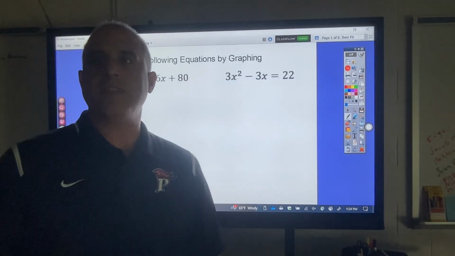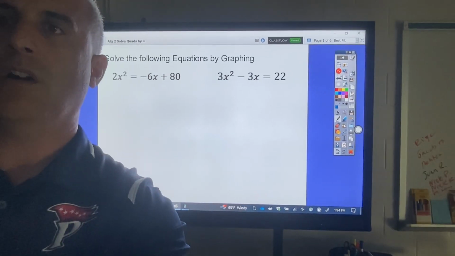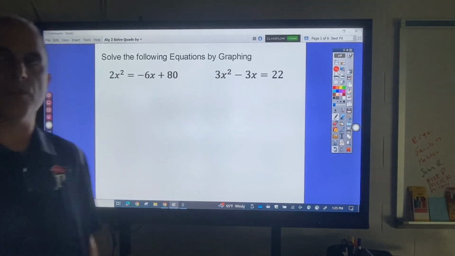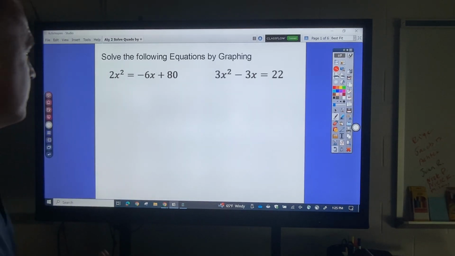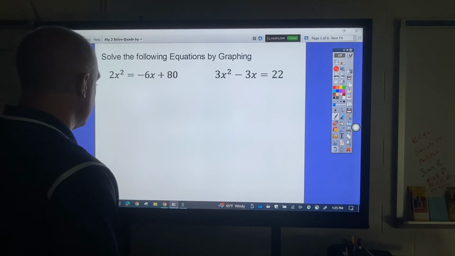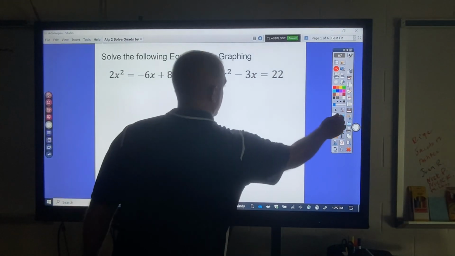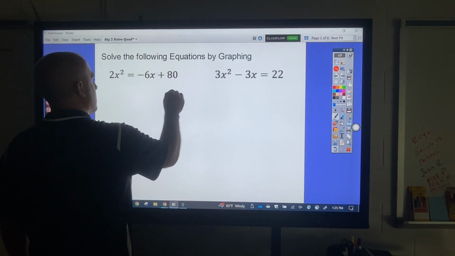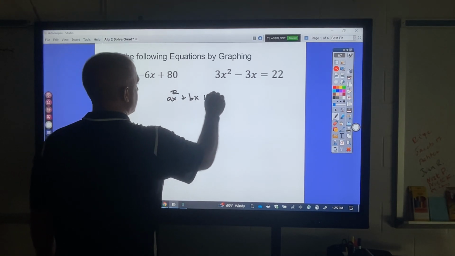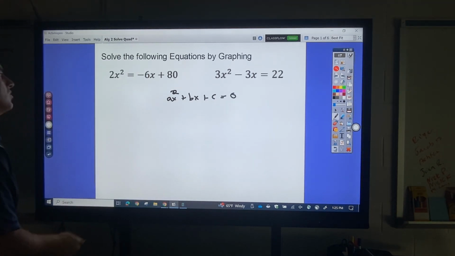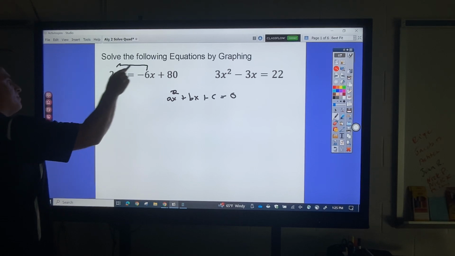Okay, this is going to be the Algebra 2 video for solve by graphing for quadratics. So this is where we're going to use our calculator to basically help us find the solutions. Now, what we have to do first is get it in the ax squared plus bx plus c equals 0 form. So what you should do is just move these back here.